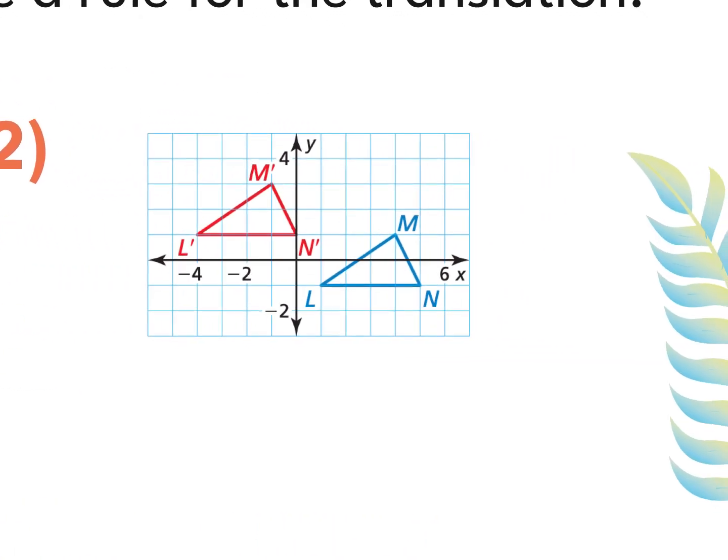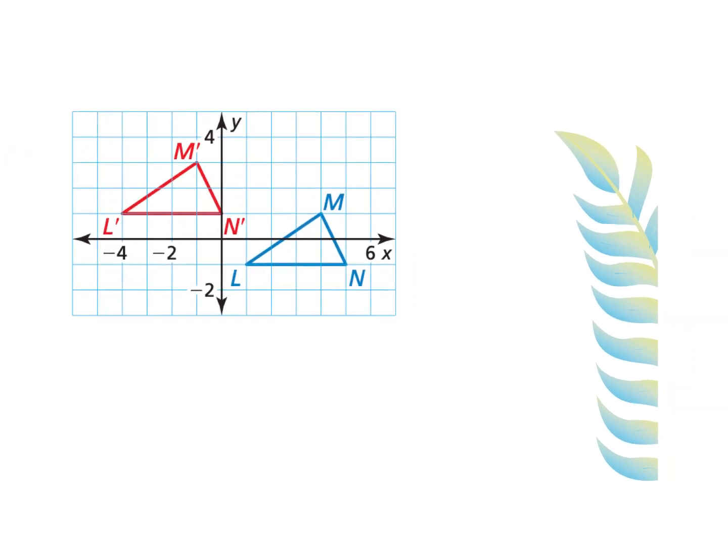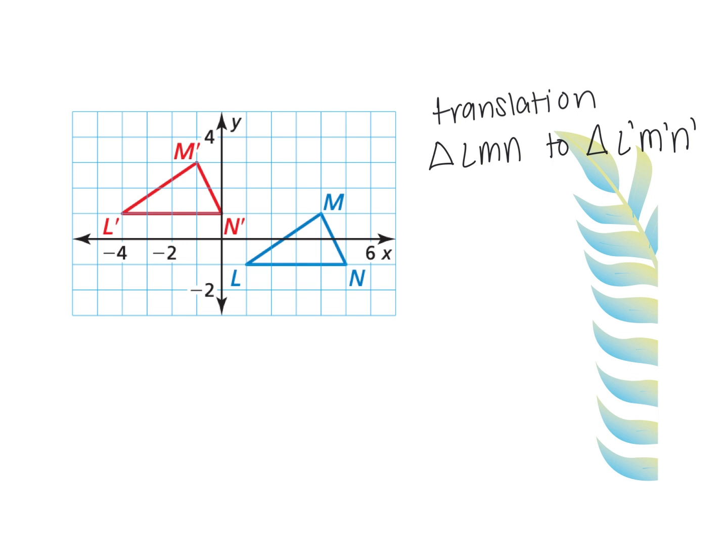All right, looking at number 2, what kind of transformation is number 2? Is it a reflection, rotation, or a translation? Good, it's a slide. It's some sort of slide. It's some sort of movement that's sliding. This is a translation. And I'm going from triangle LMN to triangle LMN. So I'm going from my original to my new.